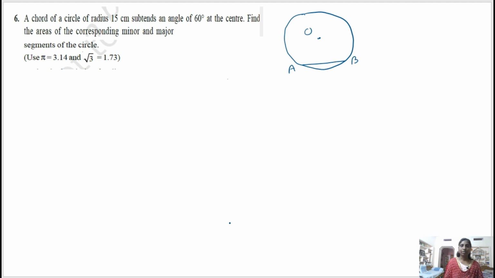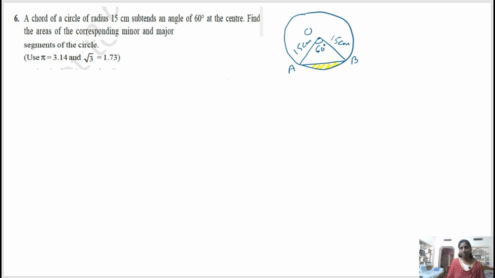Okay. Now radius of the circle is given 15 centimeter. This is also 15 centimeter and chord subtends an angle of 60 degree at the center. Okay, clear? Now the question is find the areas of the corresponding minor and major segments of the circle. So this yellow portion is called minor segment. So we have to find out the area of minor segment first.